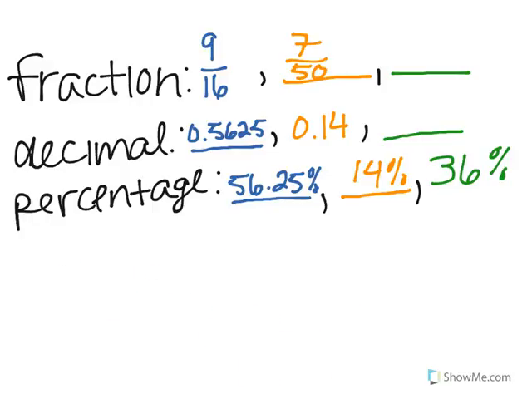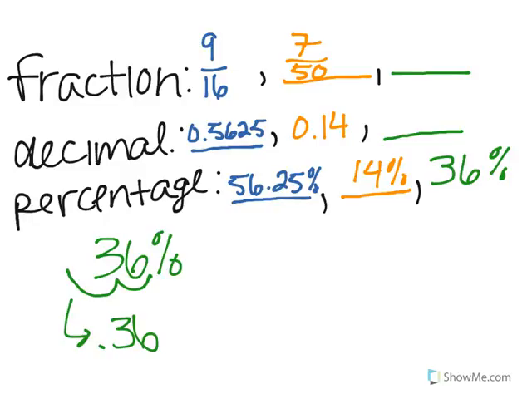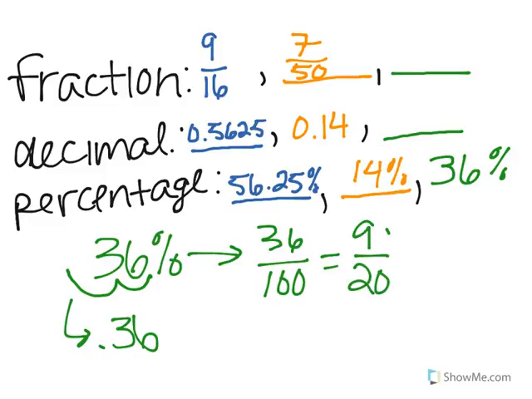And finally, we're going to look at what happens when you start with a percent. So if we have 36%, that decimal point is really right there. So if we take it and move it over this way, then we get 0.36. And also, because it's a percent, we can make it 36 over 100. And then if you simplify that by dividing by 4, you get 9 over 20. And yeah, that's really what you have.